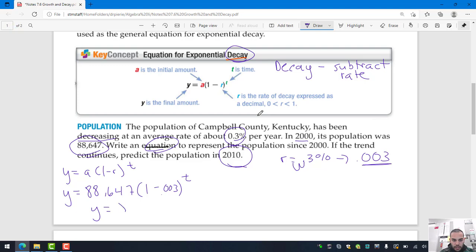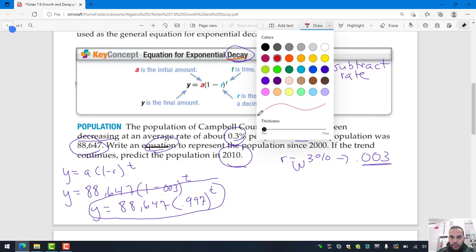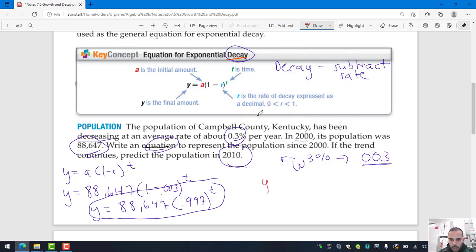Clean this up a little bit, and you should get y is equal to 88,647 times (1 minus 0.003), which should give you 0.997, and then I raise this to the t power. Okay, this is the equation I'm going to use. That'll help me to solve for any amount of time. But if it asks specifically for the year 2010, I can plug in a value for t. My starting year was the year 2000, and I want to solve for 2010. I ask myself, how many years have passed? Well, in this case, t is equal to 10. 10 years have passed between 2000 and 2010. So I plug it in.